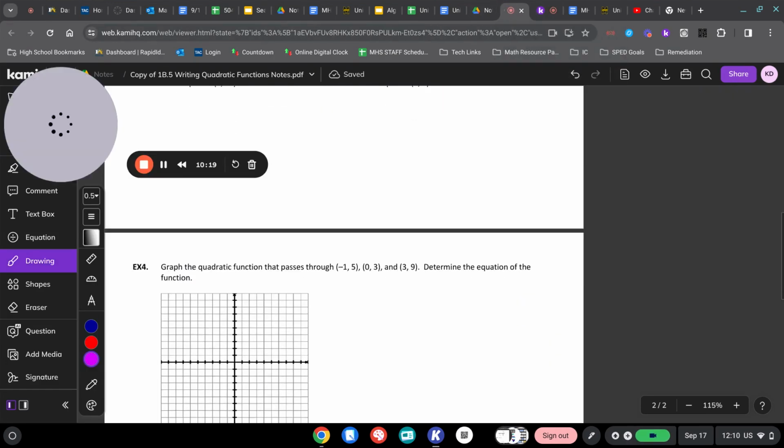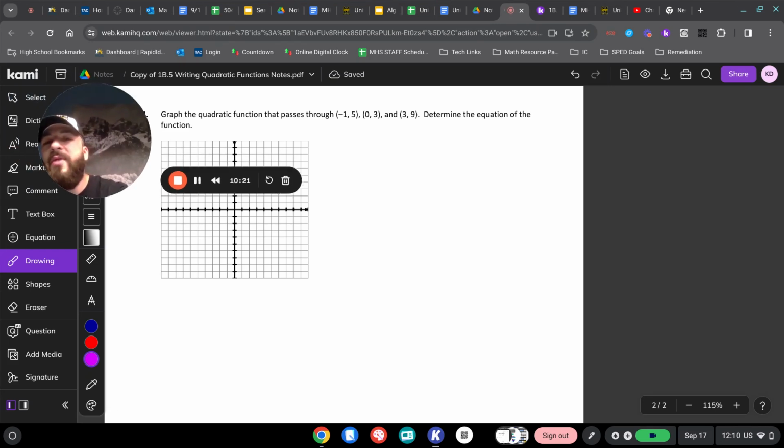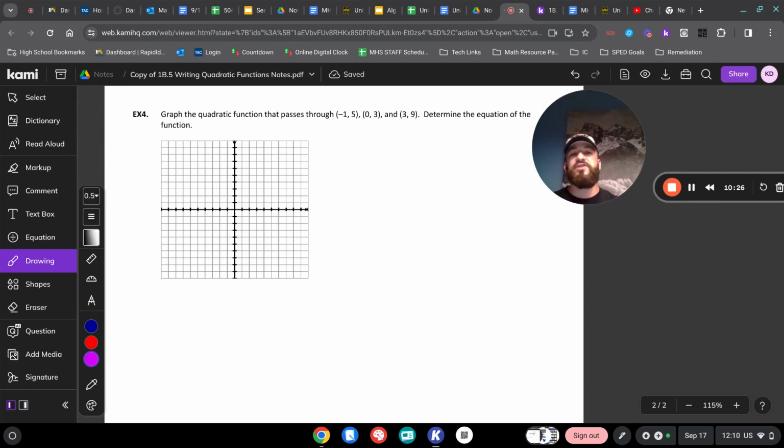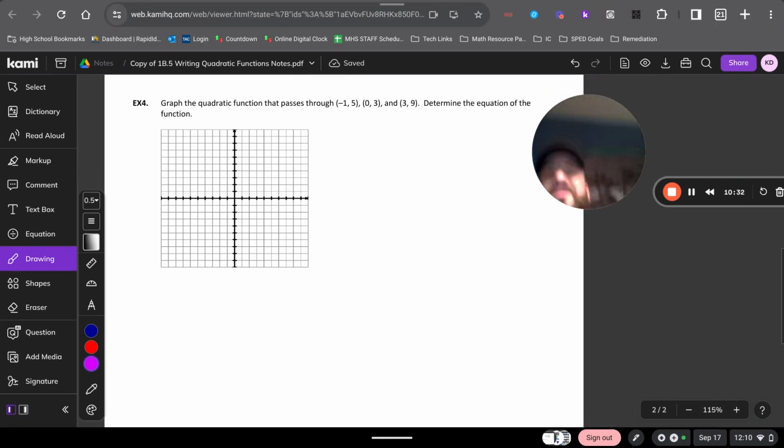Now let's go ahead and flip on over to the back and let's talk about one last type of writing quadratic function that we're going to explore. And this one's going to be a little bit more involved. So we want to graph the quadratic function that passes through those 3 points, negative 1, 5, 0, 3, and 3, 9. And then they want us to determine the equation of the function.